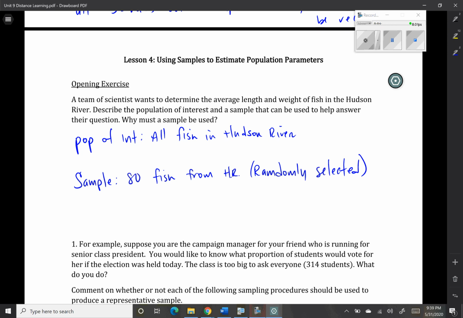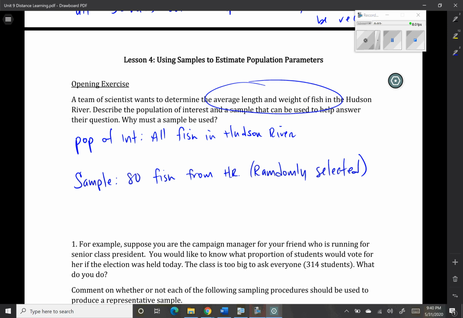So, why do we have to use a sample to determine this answer for average weight and length of fish? Well, the reason is I can't physically have every single length and every single weight of every single fish that currently exists in the Hudson River. It's impossible. I'd have to catch every single fish that lives in the Hudson River. I would never be able to do that. So determining the true population average weight and length is going to be impossible.